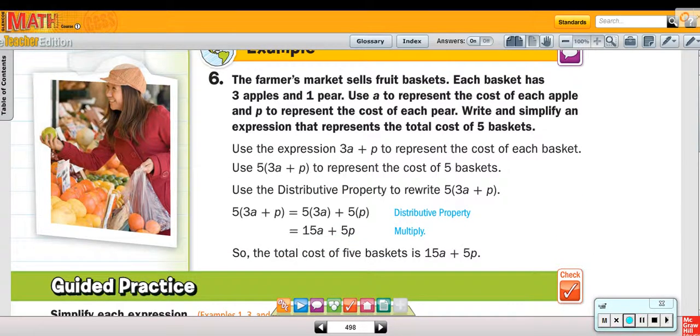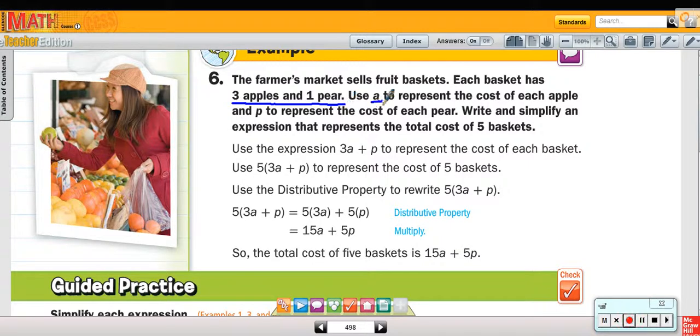I strongly recommend that as you're working through problems like these, we break them apart. So as we read it, we're going to break this apart. The farmer's market sells fruit baskets. Each basket has 3 apples and a pear. I definitely want to underline that because I need to remember that. Each basket has 3 apples and 1 pear.